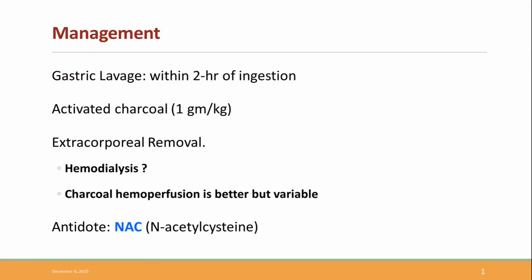Management begins with early decontamination. Gastric lavage is useful within the first 2 hours, while activated charcoal is effective in binding drug that remains in the GI tract. In severe cases, extracorporeal techniques like charcoal hemoperfusion may be considered, though their effectiveness varies. The mainstay of treatment is N-acetylcysteine, NAC, which replenishes glutathione stores and directly detoxifies NAPQI. It is important to note that NAC is most effective when initiated within 12 to 24 hours after ingestion.